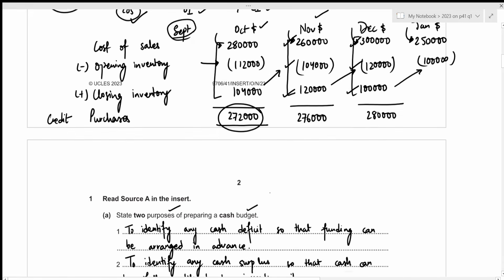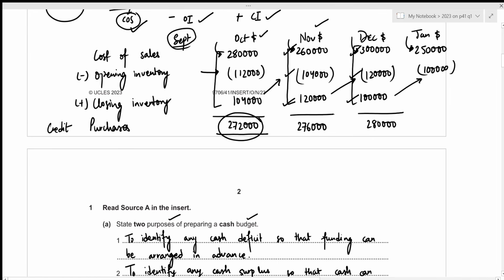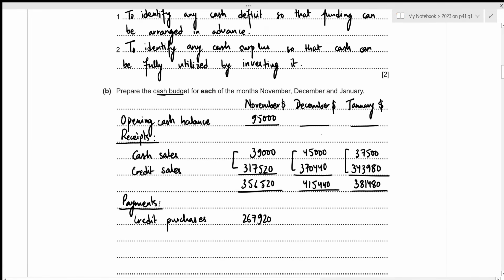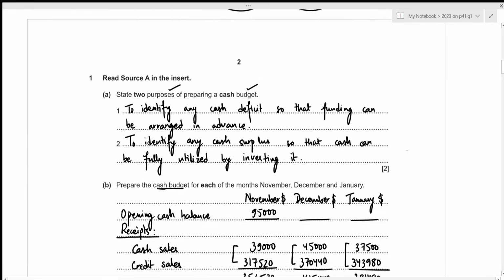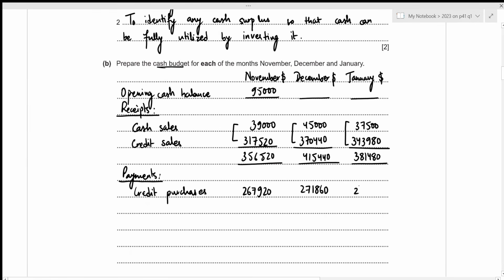We repeat the same process for the remaining 2 months as well. For the payment made in the month of December, that will be 276,000 multiplied by 98.5%, which results in 271,860. And finally, for the payments made in the month of January, that will be 280,000 multiplied by 98.5%, which results in the value of 275,800.